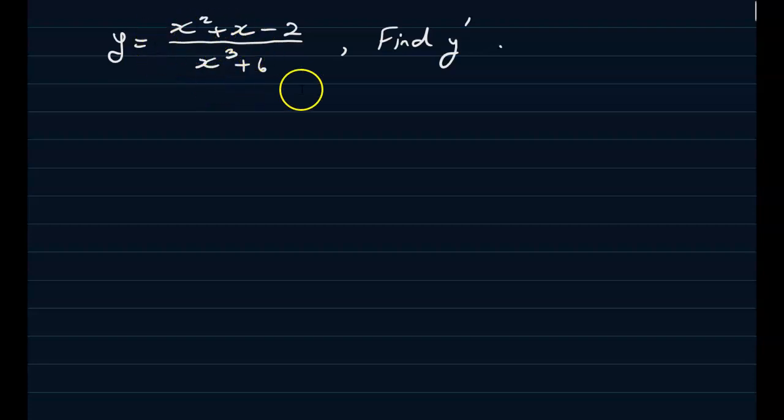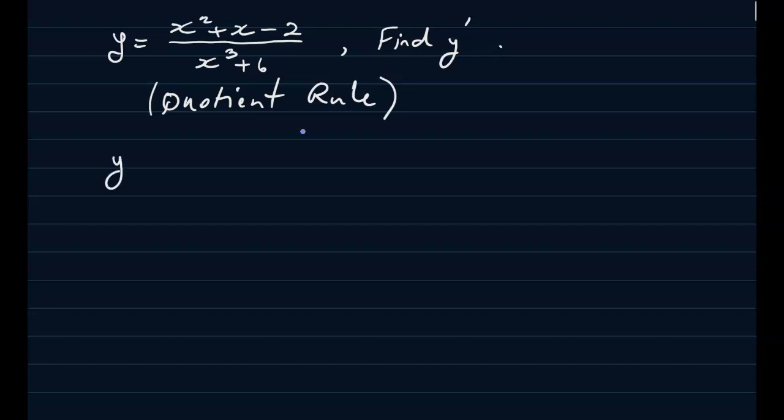Okay, we have this rational function, and we want to take the derivative of this and find out what that is. We are going to use the quotient rule. So we are using the quotient rule, and that is because of the rational, the division. Okay, and then we're going to go through that. So here is the first thing we're going to do.